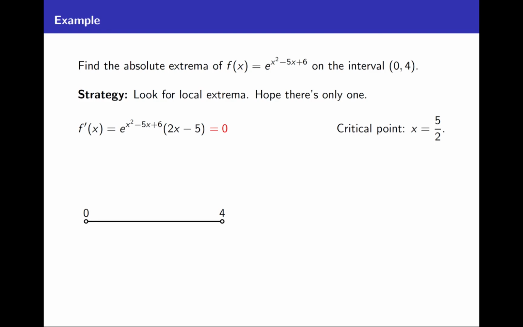So all we need to do is figure out whether at that critical point of 5 halves we have a local maximum or a local minimum. If it's a local maximum, the theorem says it's an absolute maximum. If it's a local minimum, the theorem says it's an absolute minimum. To figure out which we have, let's think about the sign of f prime.